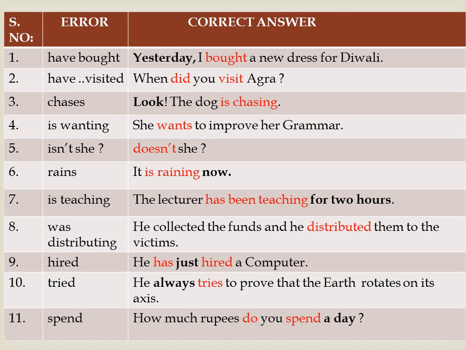He has just hired a computer. Just and already take present perfect tense. The adverbs like always, usually, often, never, ever take present tense. He always tries to prove that the earth rotates on its axis. In question forms, use suitable auxiliary verbs. How much rupees do you spend a day is present tense. A day or every day is present tense. If it is yesterday or last week, use past tense. How much rupees did you spend yesterday?